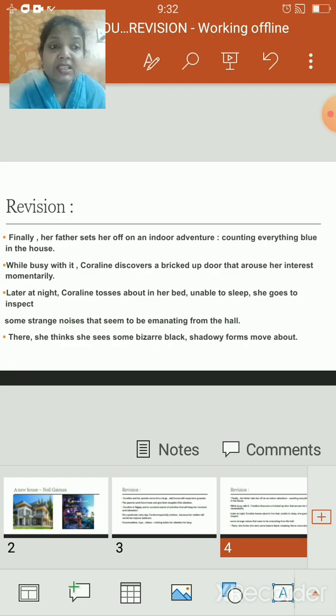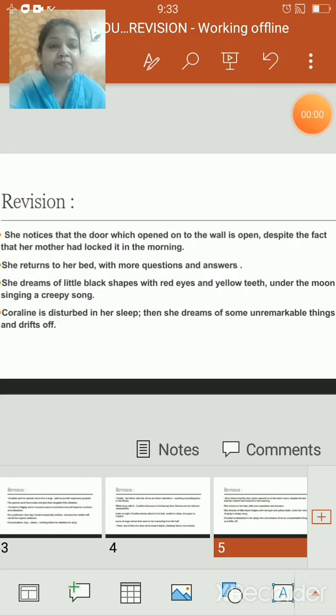There, she thinks she sees some bizarre black, shadowy forms move about. Yes, she could see some shadows, some bizarre black shadows. And she was wondering what this shadow was all about and whose shadow it was, because she could also hear some strange noises. Now, Coraline notices that the door which opened onto the wall is still open, despite the fact that her mother had locked it in the morning.